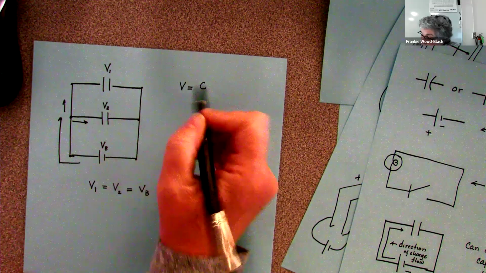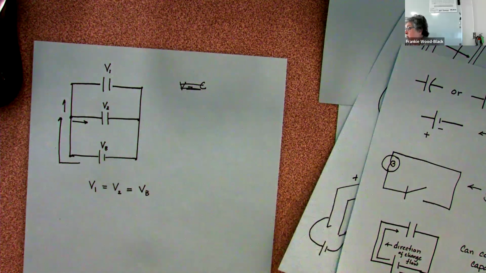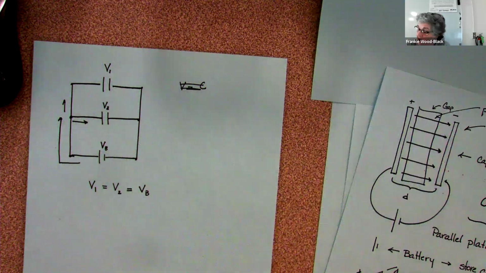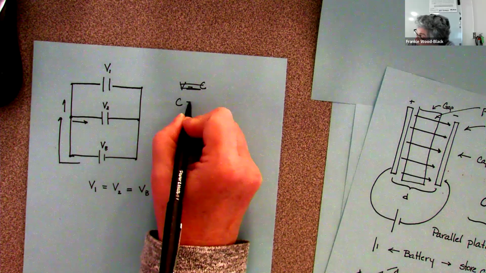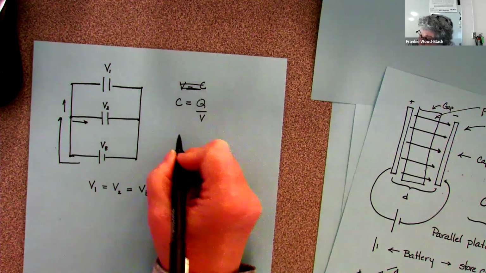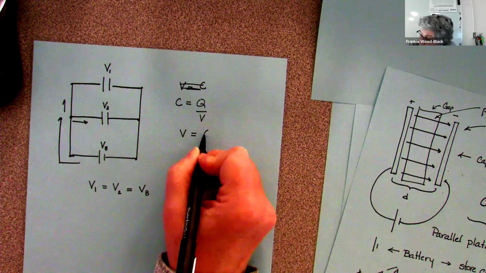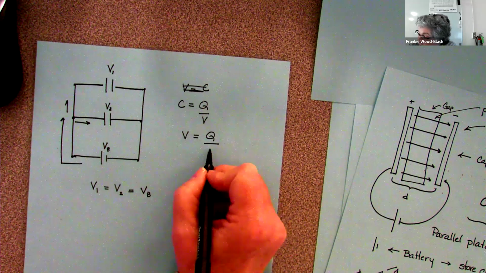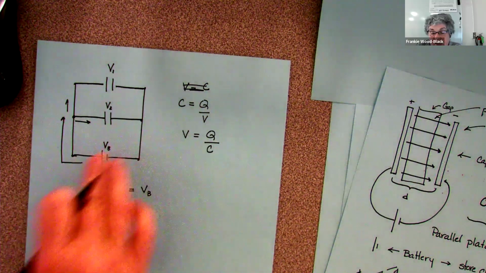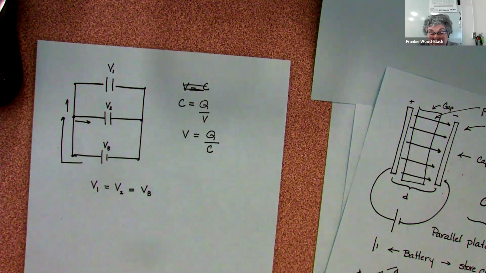Well, let's do it this way. Don't want to confuse anybody by doing this. So my capacitance is defined as my charge divided by the voltage. So my voltage is going to equal my charge divided by my capacitor. All right. But if I do all of this, my voltages are all the same. Okay, my voltages are all the same.